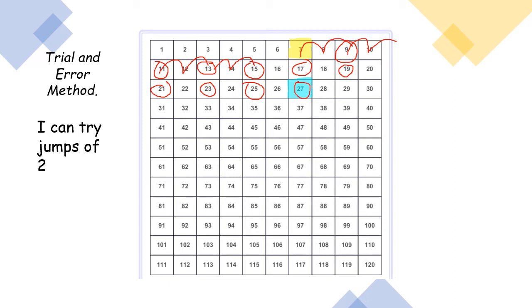Look at that. That actually worked. Yay! Fantastic. So my trial and error, I tried 3, it didn't work, so I thought I'd try 2, and it did work. And then I can continue. Okay, 2 more jumps, so my next number will be 29. And then it'll be 31. Hey, so there's my number pattern already. I can see that.